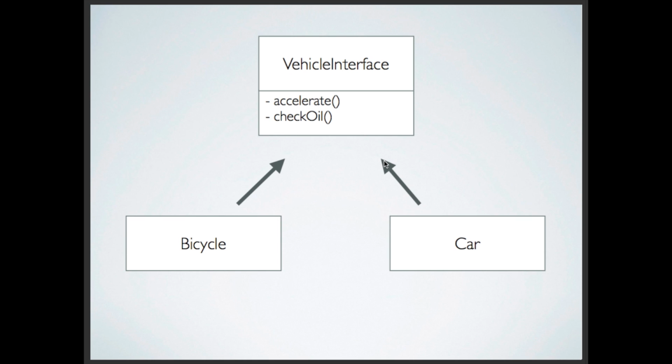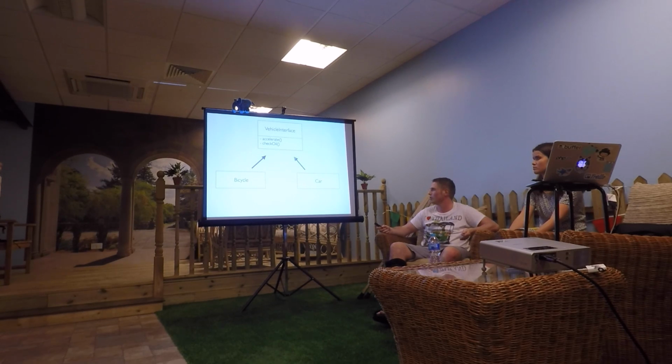So here's an example of that. Imagine you have a vehicle interface that promises methods accelerate and check oil. A car could implement this interface no problem, because you can accelerate in a car and you can check the oil. But bicycle, you can only accelerate. I guess you can check the oil if you check the oil in the chain, if you want to be pedantic, but for this example, it wouldn't really work.